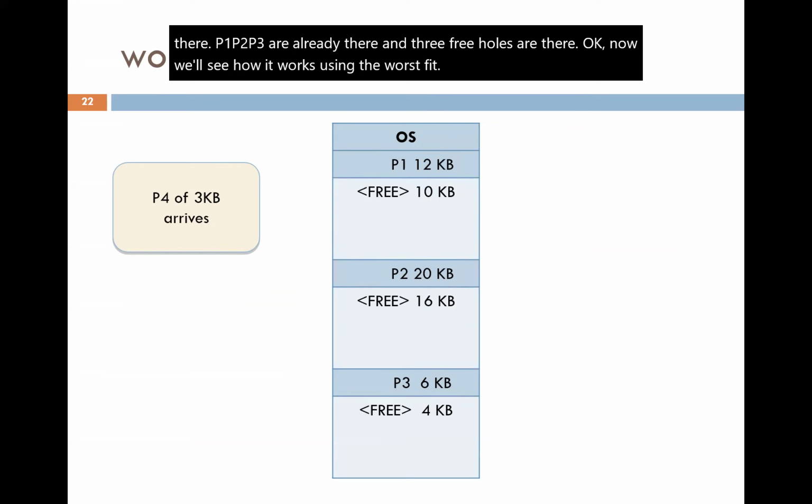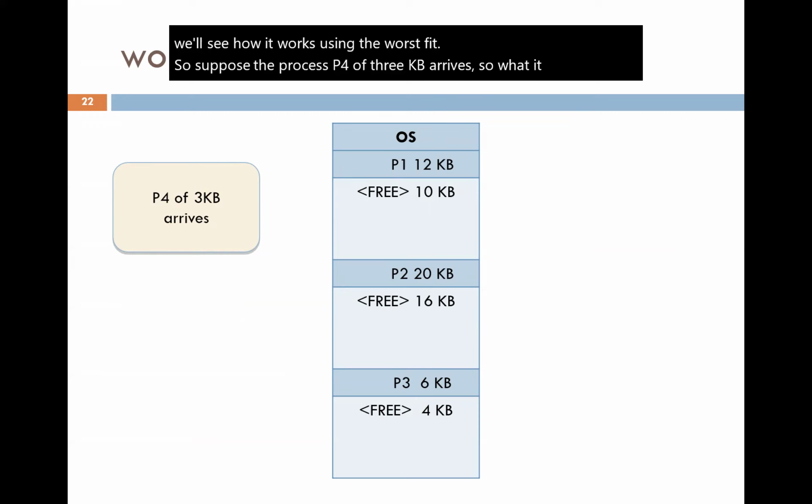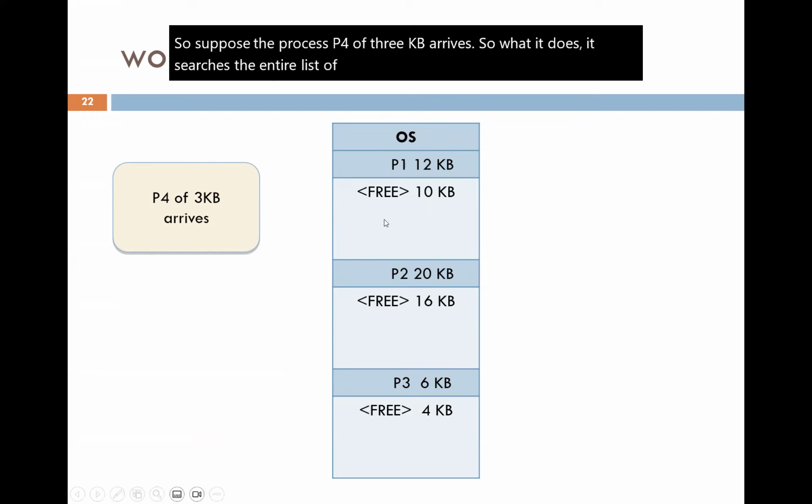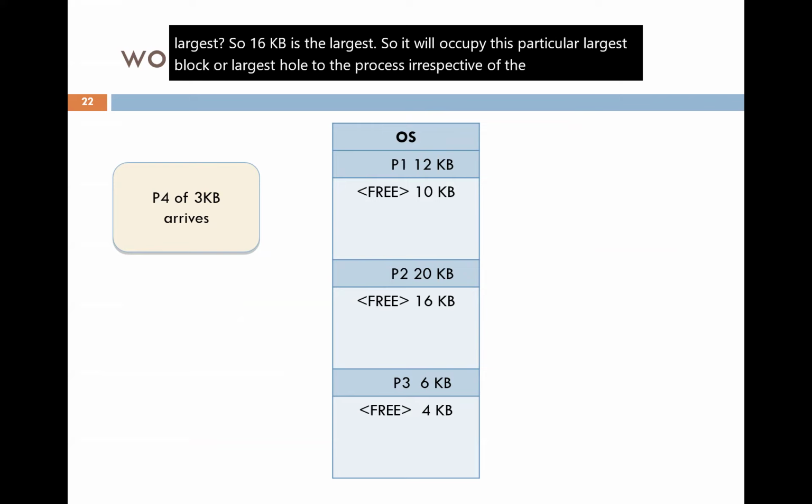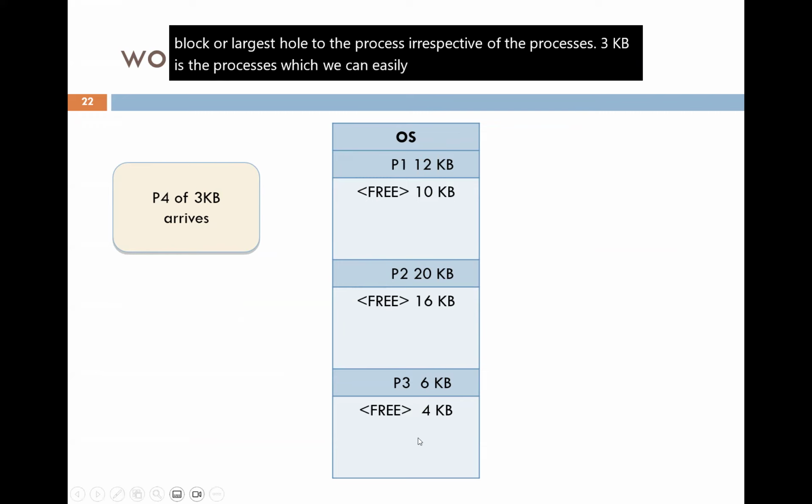Suppose the process P4 of 3 KB arrives. It searches the entire list of the free holes. It will start searching from here, 10 KB, 16 KB, 4 KB. Out of these three free holes, which one is the largest? 16 KB is the largest. So it will assign this largest hole to the process irrespective of the process size. 3 KB is the process size, which we could easily accommodate in the 4 KB block.